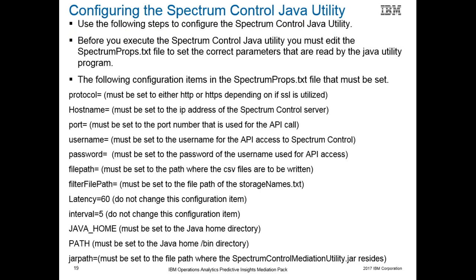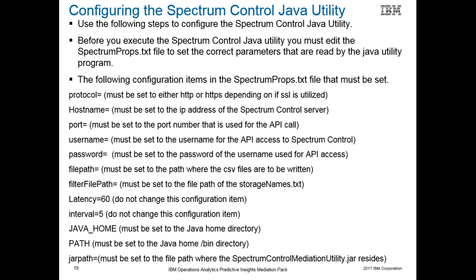This slide discusses the parameters that must be set in order to execute the Java utility. The parameters that are used by the Spectrum Control Java utility are located in a file called the Spectrum props.txt file. The protocol parameter can be set to either HTTP or HTTPS depending on if SSL is used to communicate with the Spectrum Control software. The host name is the IP address of the Spectrum Control server. The port parameter is the port number that will be used for the API calls to the Spectrum Control software.